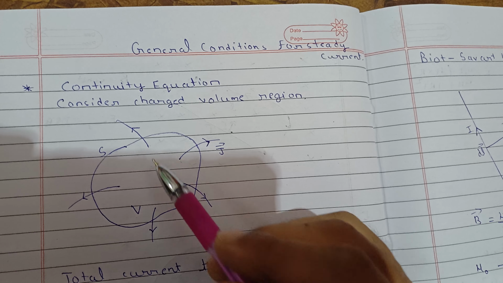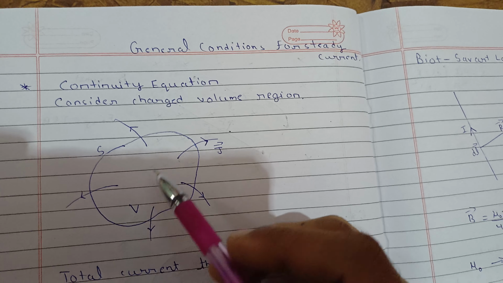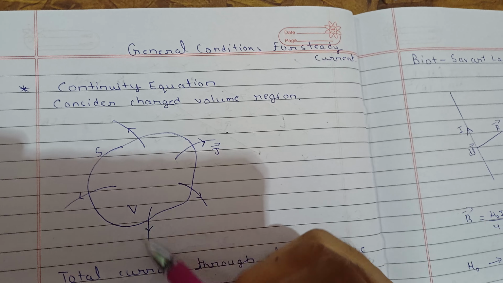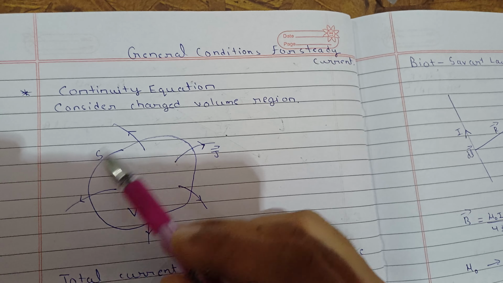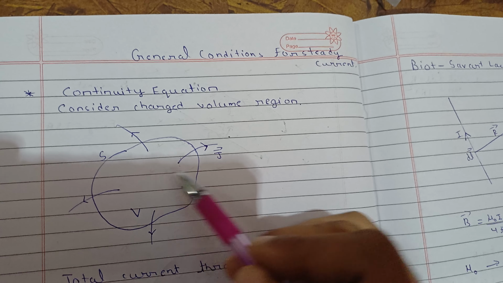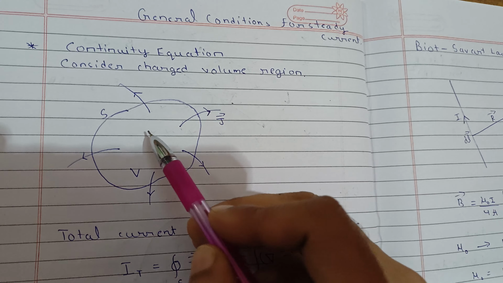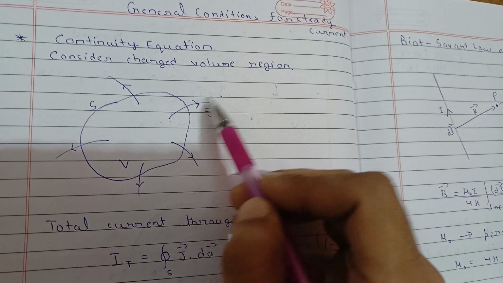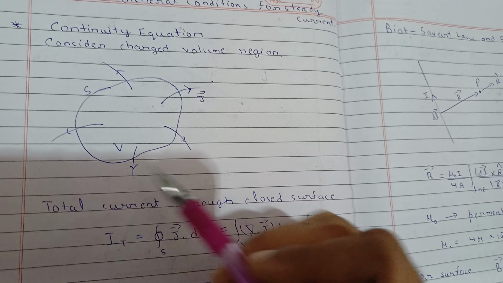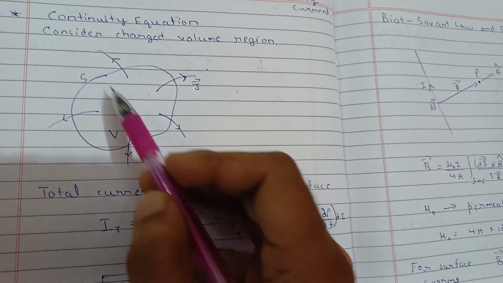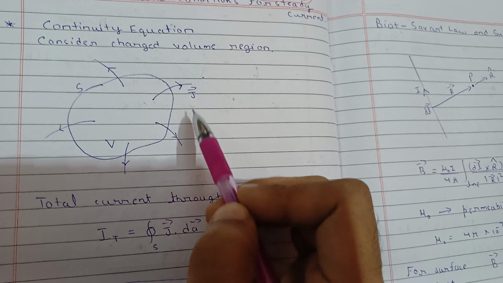This volume is carrying charge, and this charge is going outward from the volume. It is going outward, so the charge density is decreasing inside the surface or the volume. Let's see what the current is if this charge is going outward. Then this current will be the sum of all these: the total current through the closed surface S of volume V.